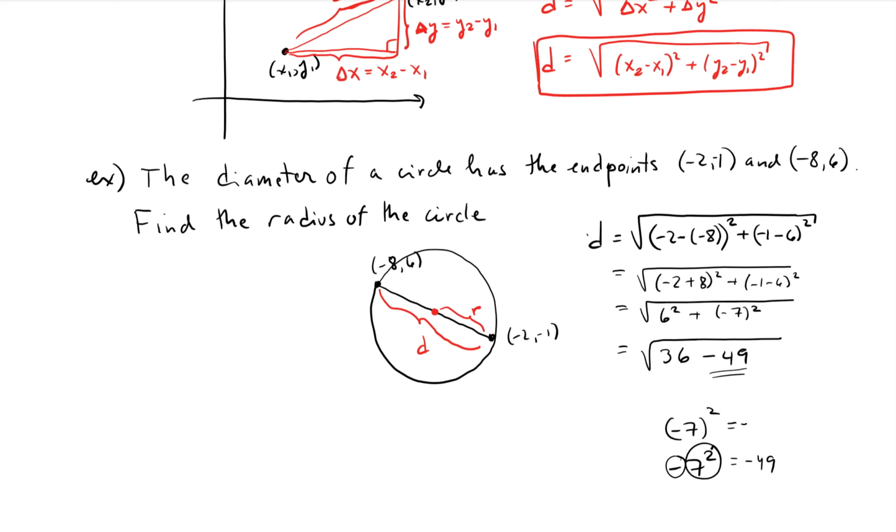Where minus 7 squared, that's really minus 7 times minus 7. So in other words, 2 minus signs gives you a plus. So this is actually 49. So it's plus 49 here, not minus 49. So when you add this up, you get 85. So root of 85 is the value of the diameter, and we want the radius. The radius is half the diameter, so it's going to be root of 85 over 2. So this is what we're looking for.